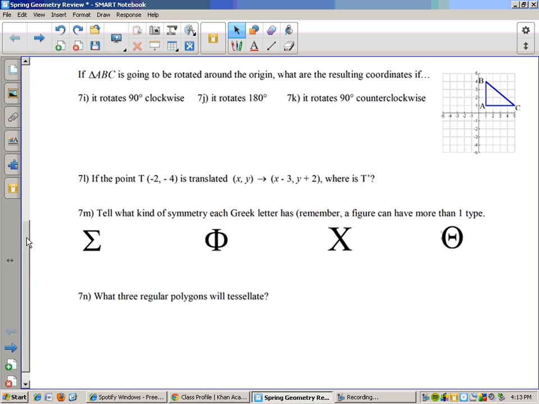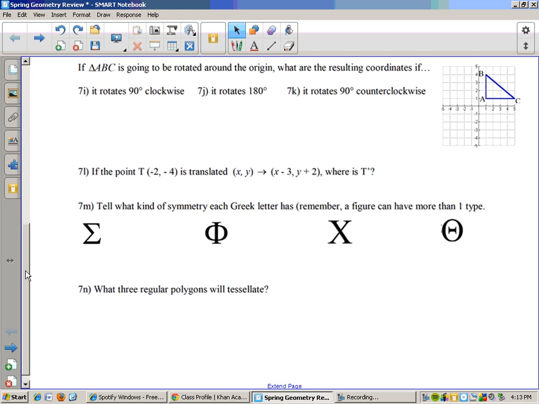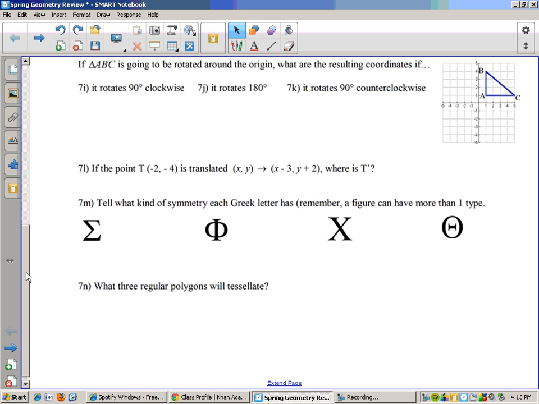All right, number 7I. If ABC is going to be rotated around the origin, what are the resulting coordinates if it rotates 90 degrees clockwise? All right, so I guess the first thing we should probably do is get our original coordinates. So A looks like it has the coordinates of 1, comma 1. B has the coordinates of 1, comma 4. And C has the coordinates of 5, comma 1.